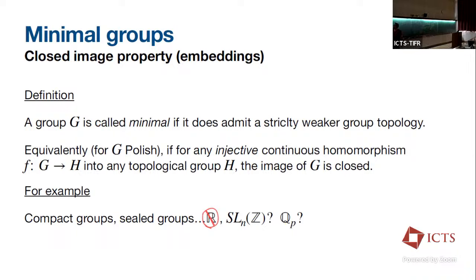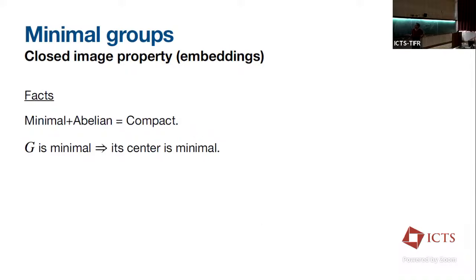Yeah, okay, and these are not, yeah, not and not. So both not, and why not Q_p? First of all, there's a general fact, which is that minimal and abelian must be compact. Q_p is not compact, but an easy proof for locally compact abelian groups would be to just look at their Bohr compactification. It embeds inside, so it can't be closed.